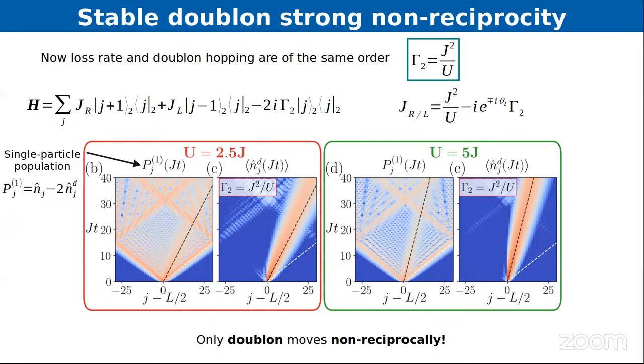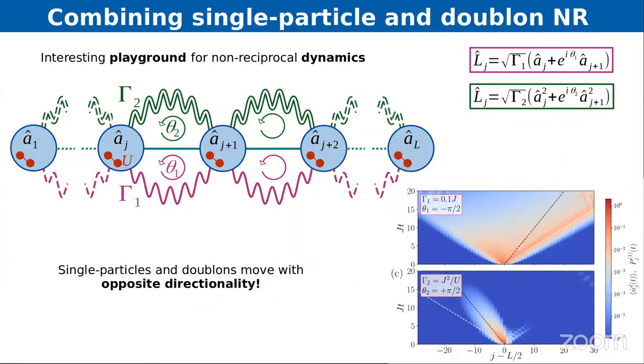Then finally, I just wanted to show how this can be used to, let's say, play around with this kind of non-reciprocal model. Indeed, one can now take a system where both dissipators are present, the one that acts on single particles and the one that acts on doublons, and then one can tune these phases beta in such a way that single particles will be non-reciprocal in one direction and doublons will be non-reciprocal in the other direction.